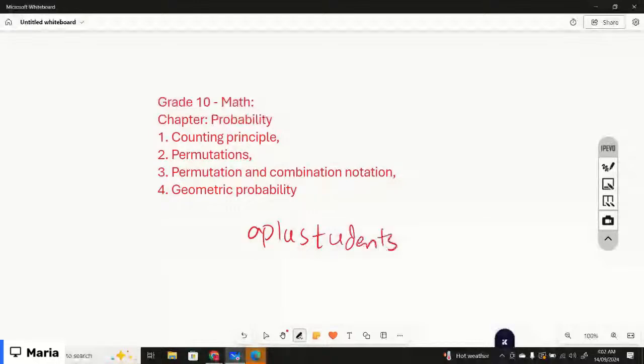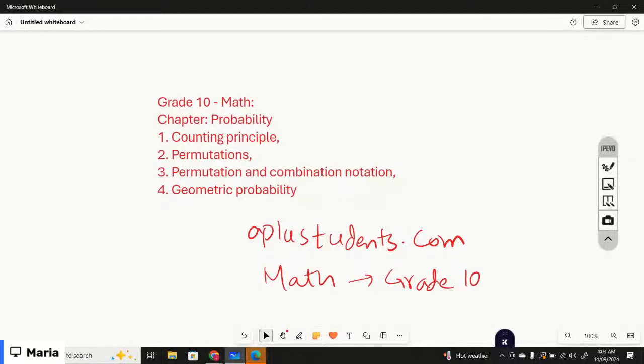You have to log in there using your email address and password as provided by the administrator. Then you have to select math from the subject tab. Scroll down to grade 10 math and then click on view all lessons. There you can find the list of the chapters.